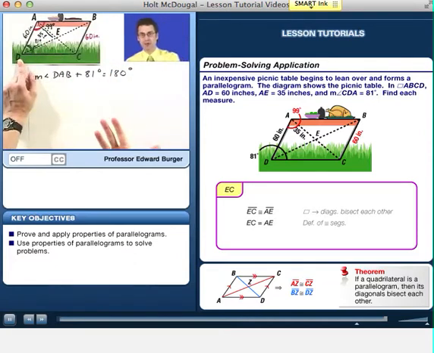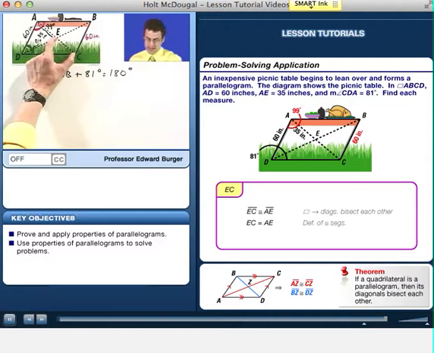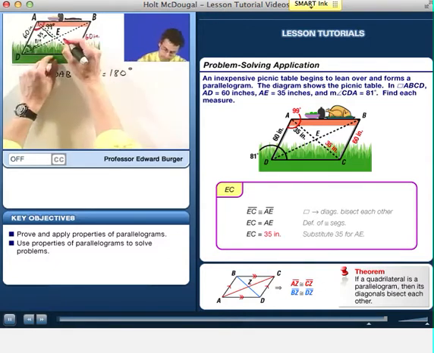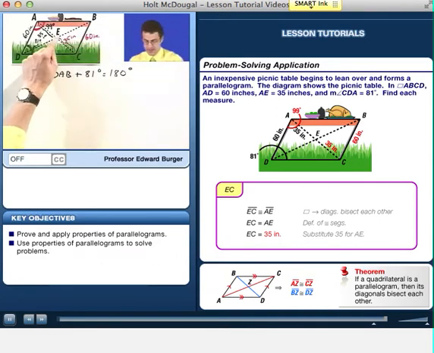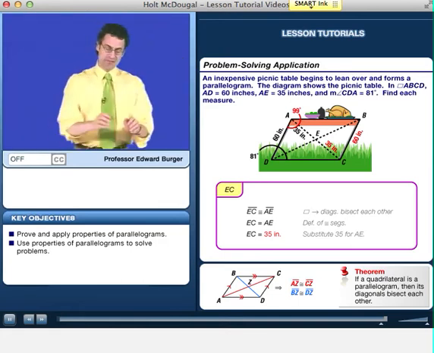Again, look at all the great properties we have for parallelograms. Since we were already told this is 35 inches, it's very easy to see that EC is also 35. So my final measurement is 35 inches right here, because this diagonal will bisect the other diagonal. Really cool stuff. I love parallelograms, even when we're at a picnic.